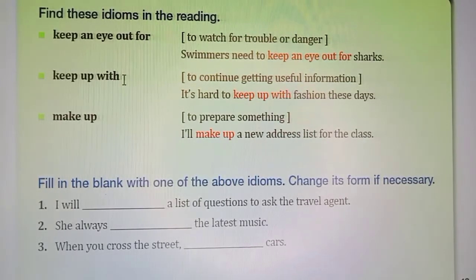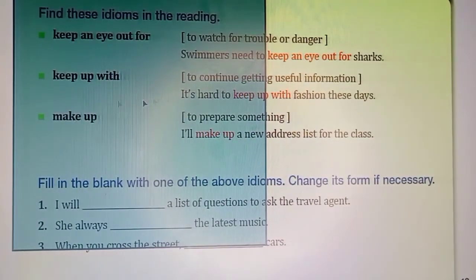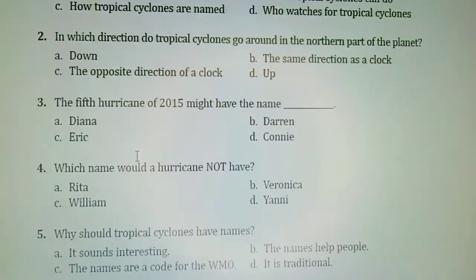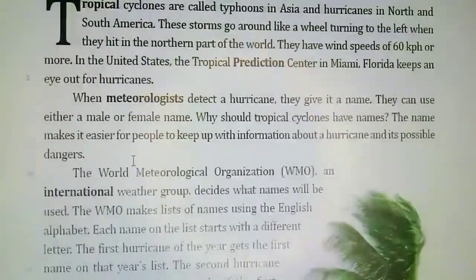Keep up with. Keep up with. To continue getting useful information. As for example, it's hard to keep up with fashion these days. Yeah, that's right. Make up. To prepare something. I'll make up a new address list for the class. That's right. Now let's begin to read our passage today.